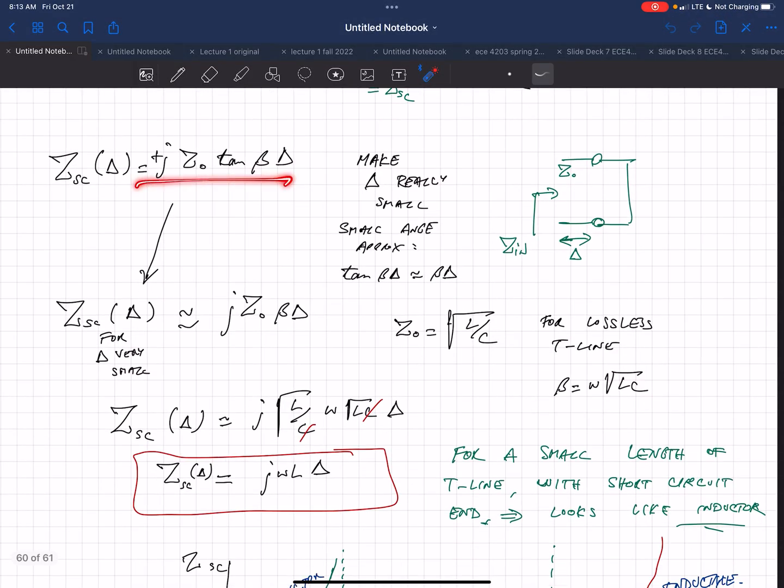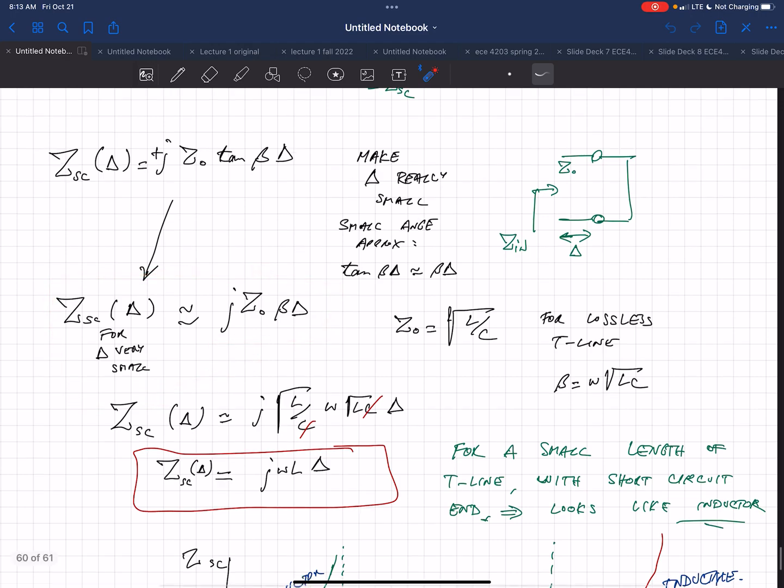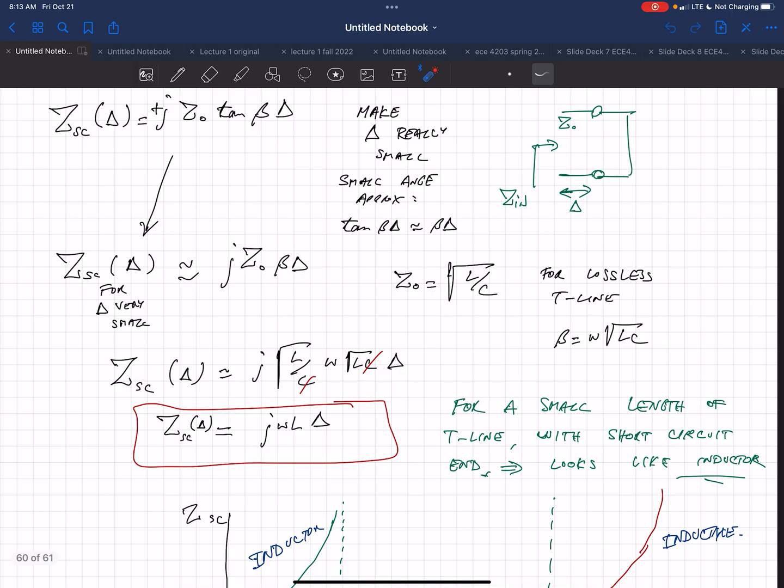This ends up being approximately equal to beta delta. This is called a small angle approximation. Okay, this was to show where we're going with this idea. It gets rid of the tangent of beta, so you just get j Z0 beta delta.